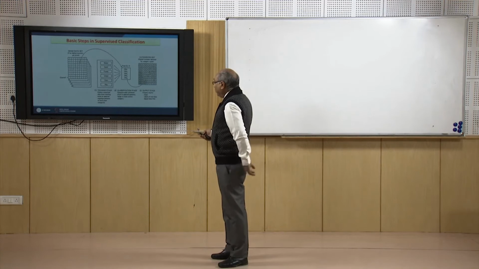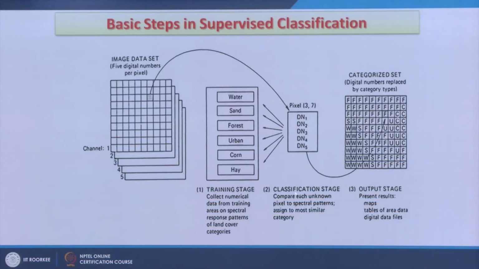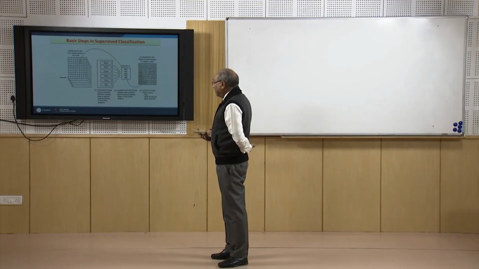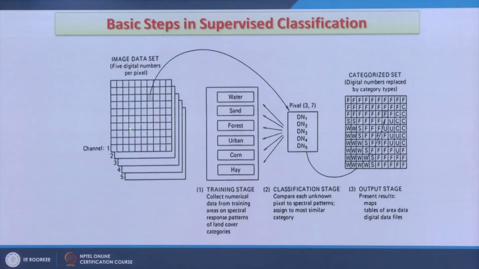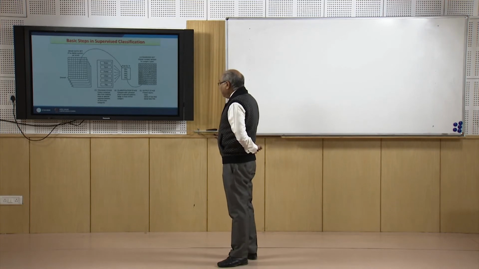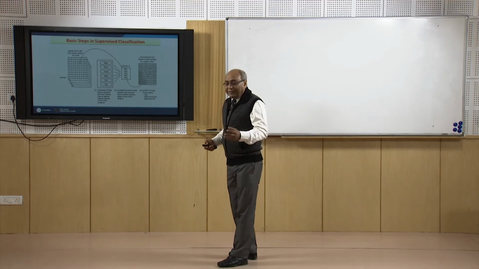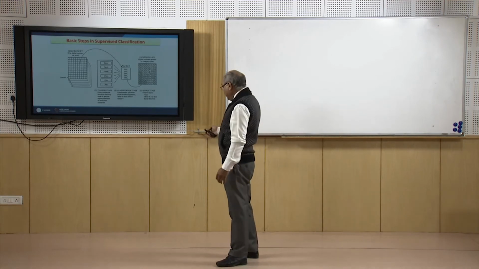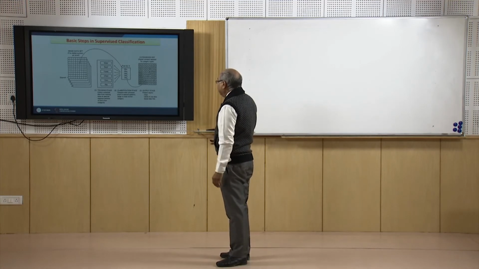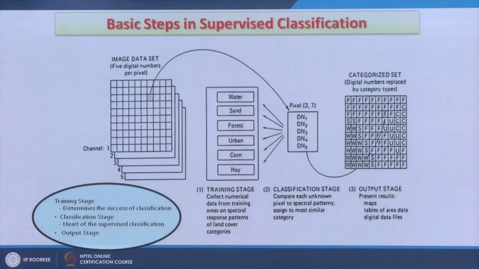So here the input from the user is very important. Once the training sets have been compared with the remaining spectral patterns, the classification is achieved, and then in the output stage you will have a map. Like if I have classified this image, a color composite image, using this number of classes, I will have a map, maybe a land use map, forest density map, lithological map, maybe soil map, and so on. I will also have a table of areas which will give the statistics: how much different categories are covering, what their percentages are, and I will create digital files so that we can use them elsewhere. So the training stage is very important, and it determines the success of classification.